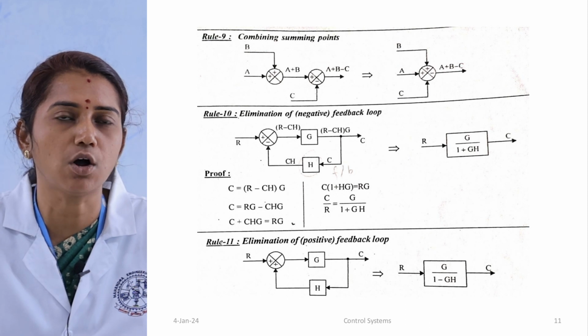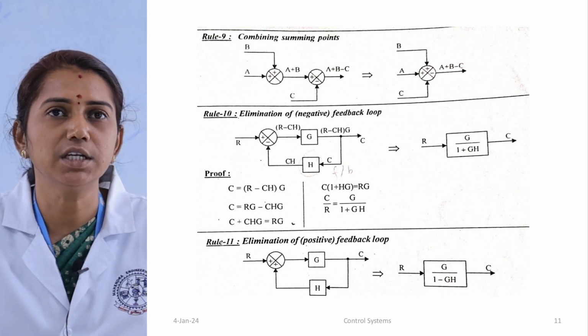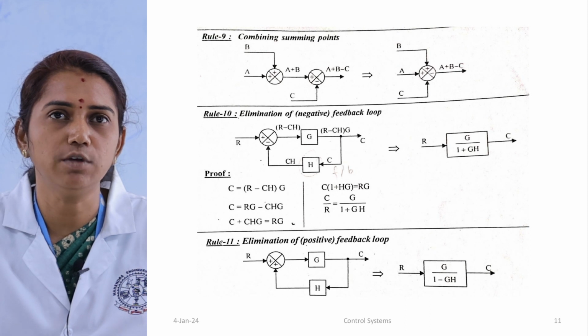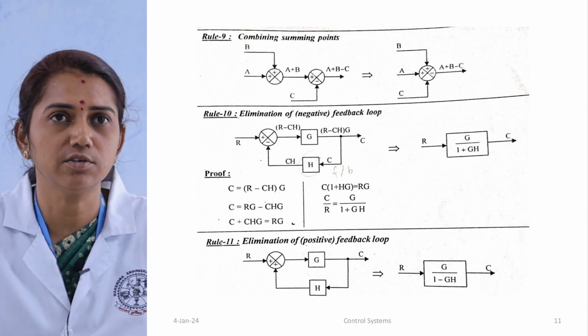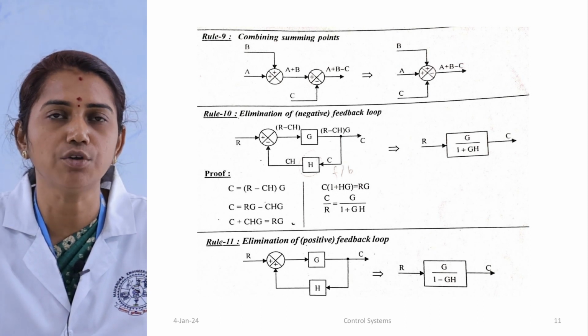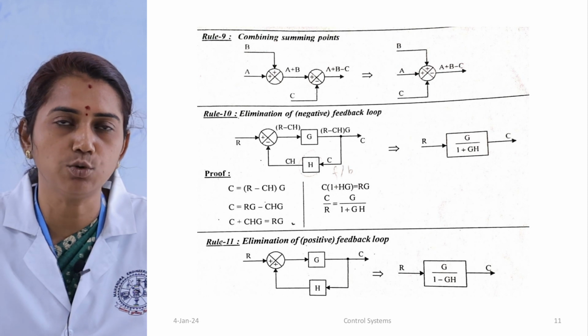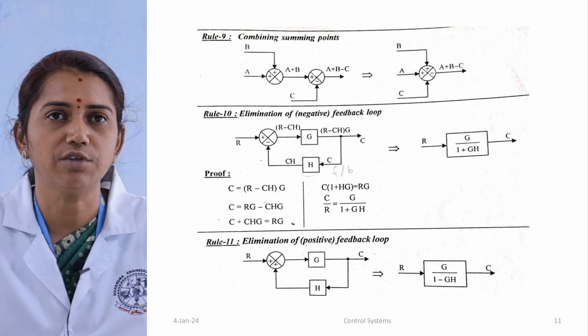So it is given as R minus CH. Then it is given to the block G, and we get R minus CH into G as the output. But since it is elimination of feedback, the output is fed back to the input, so the value C is given and we get CH. So the final value, for a single block, we get C by R.